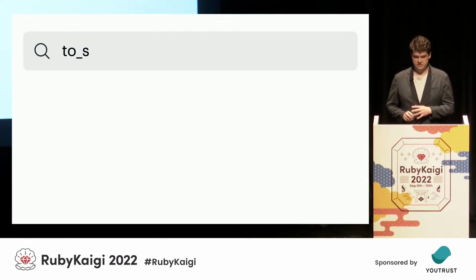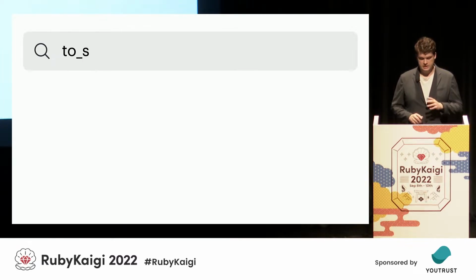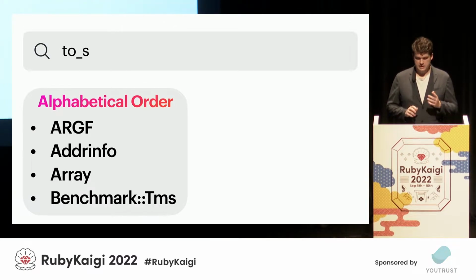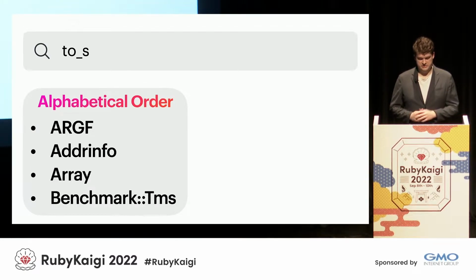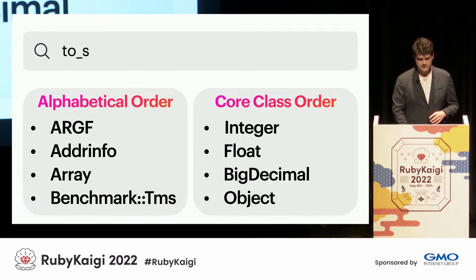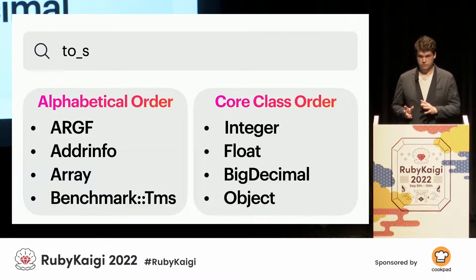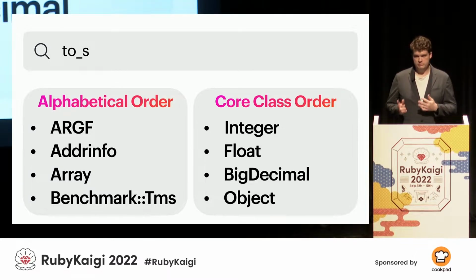Taking an example search, in this case the toString method, RDoc presents these four objects as part of the top search results: ARGF, ADR info, Array, and Benchmark TMS. While some users may find what they're looking for here, I think the majority of users are looking for something else. There's an opportunity to use an alternative that highly boosts search results based on if the class is a core Ruby object, which are objects that people are most commonly searching for most of the time.